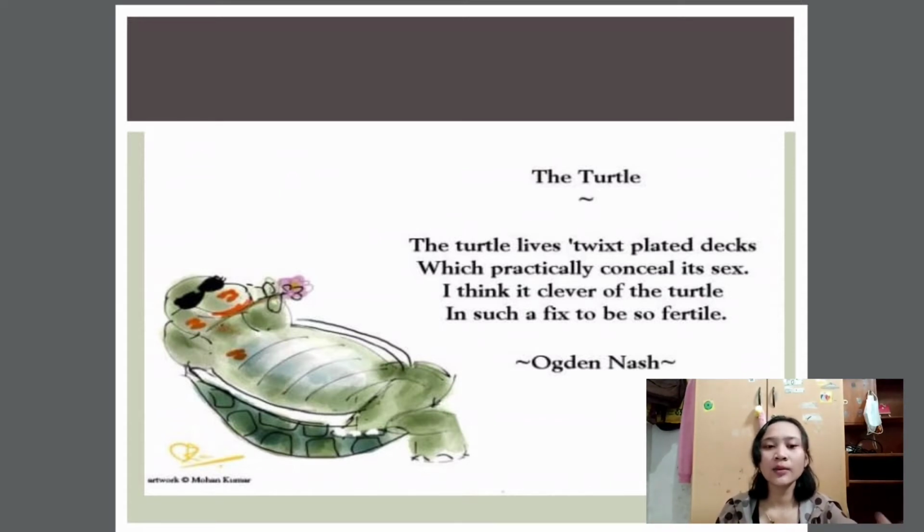Well, I will analyze the poetry The Turtle to find the sound repetition and the type of rhyme of the poem. The sound repetition of The Turtle is assonance, and the type of rhyme of The Turtle is feminine rhyme.